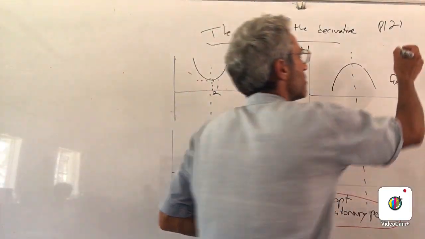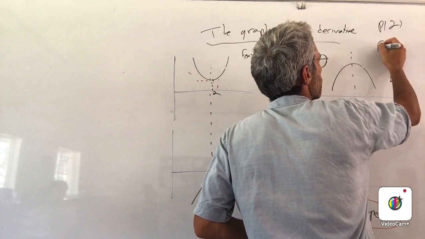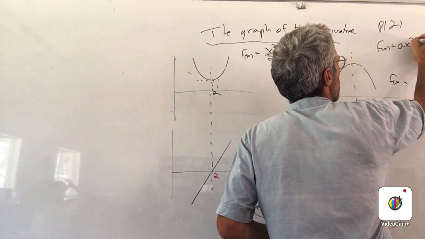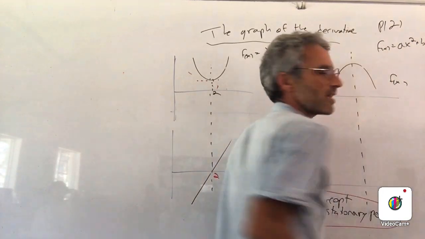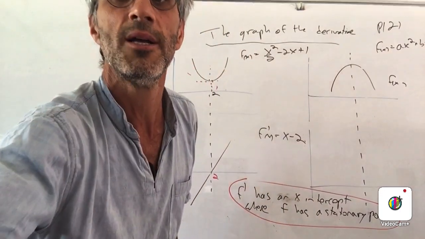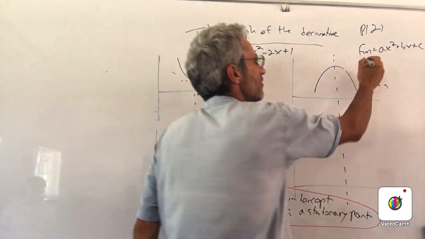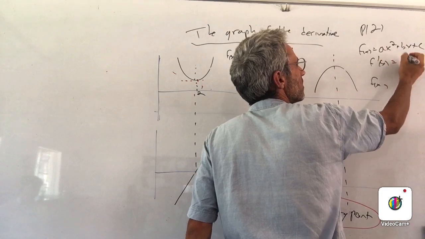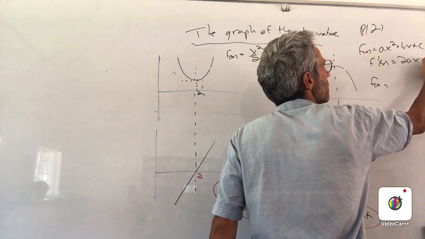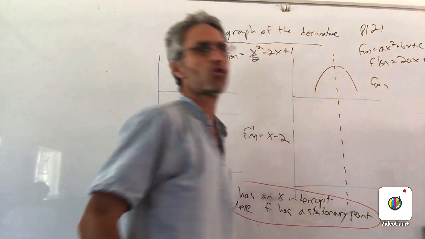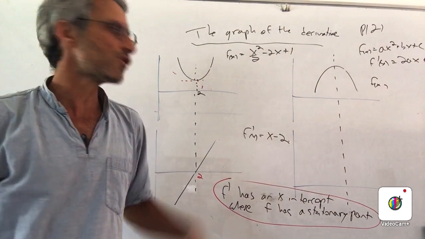You can see it because what is the graph of a parabola? The graph of a parabola is always ax squared plus bx plus c. Right? That's the most general parabola. Okay? Now if I do the derivative of that, what will be the derivative of that? 2ax plus b. Well, that's the graph of a straight line. Okay, so it's always going to be a straight line.